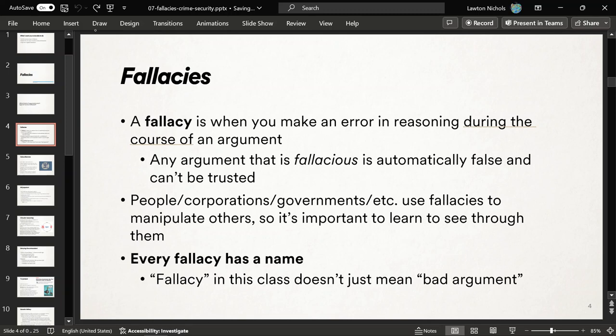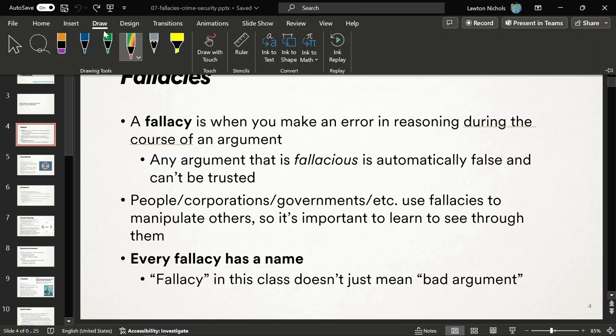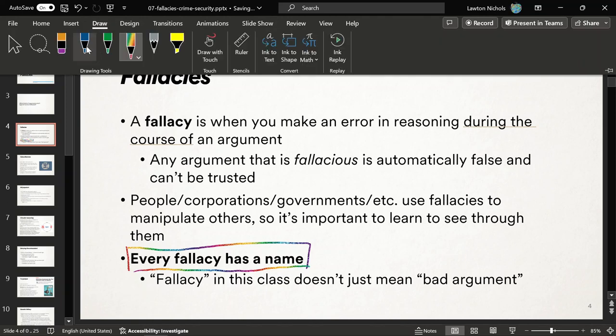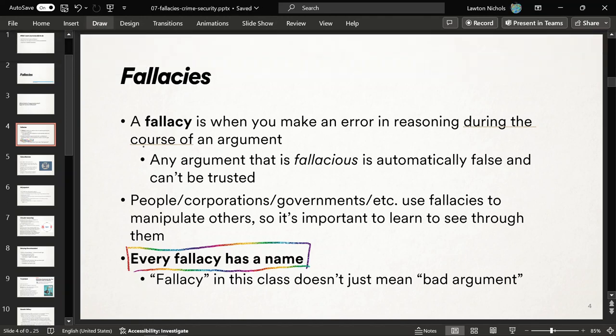The one big thing I want you guys to get out of these slides is I am eventually going to have you do an essay about fallacies and ask you to find some. Every fallacy has a name. You can't just say, oh, this argument has a fallacy, or this argument is fallacious, so it's wrong. You have to give the exact type of fallacy, all right, in this class. Fallacy doesn't just mean bad argument. Like, it might in the wild. Fallacy is a specific kind of problem with an argument, and there is a specific kind of fallacy that was in it, all right? So every fallacy has a name, and I want you to use the names in this class, all right? I will require that.